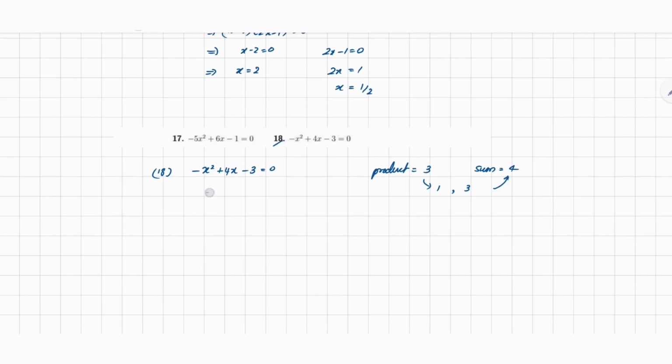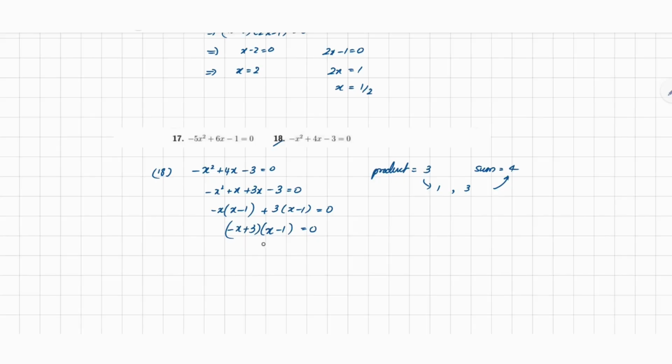So we have minus x squared plus x plus 3x minus 3 equals 0. We can take minus x outside as a common factor for the first two terms. We get minus x times x minus 1, plus we take 3 as a common factor outside for the third and fourth terms, and we get 3 times x minus 1, and that's equal to 0. That gives us minus x plus 3 times x minus 1 equals 0.